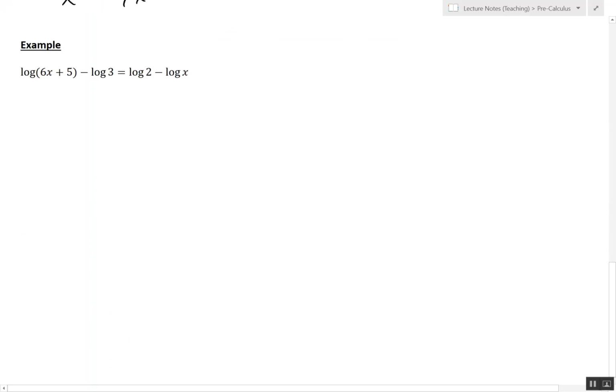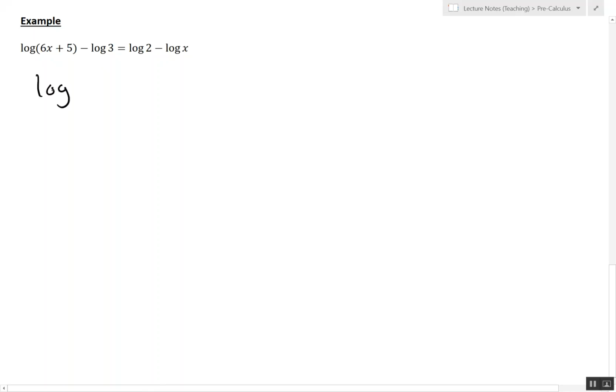So finally, we have this expression here. Now we have a logarithm on each side of the equation. The easiest way to do it is to simplify the logs on each side and then use our property that we can choose a base and make both sides of the equation the exponent of that base. So the left-hand side will become log of (6x plus 5) over 3, and the right-hand side will be log of 2 over x.